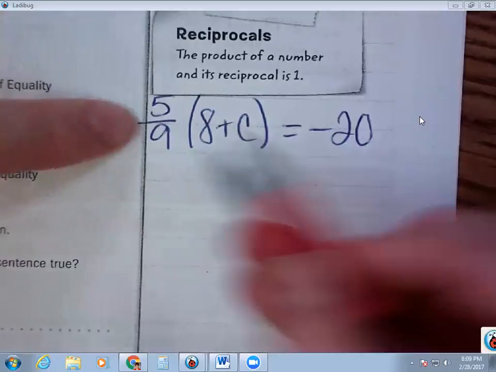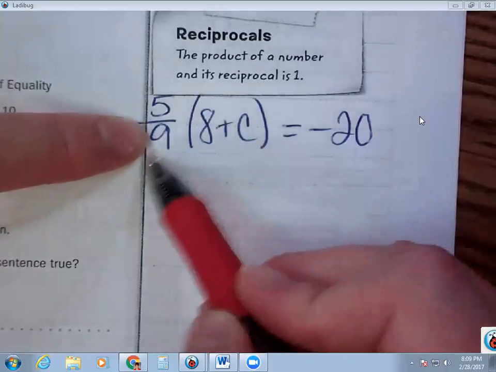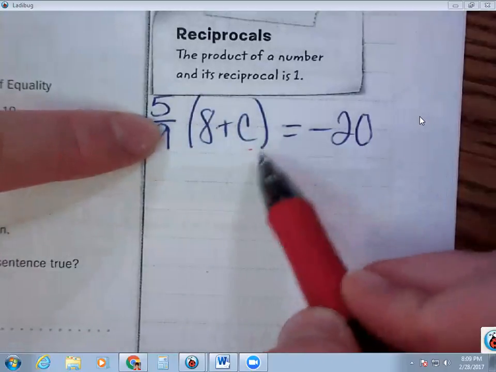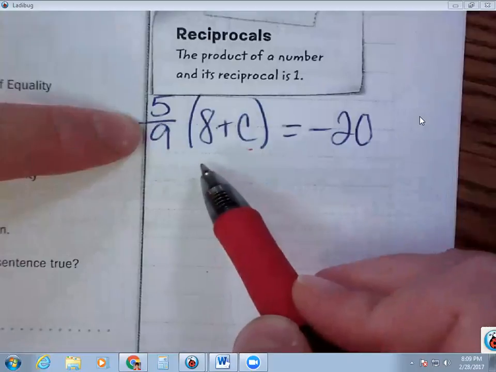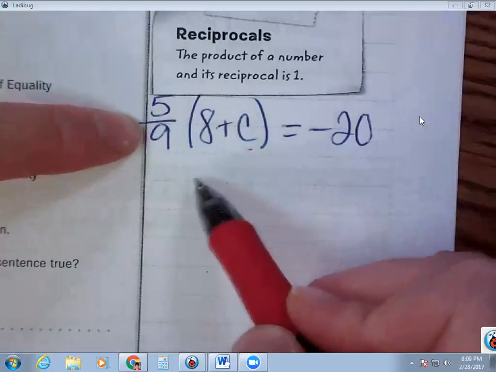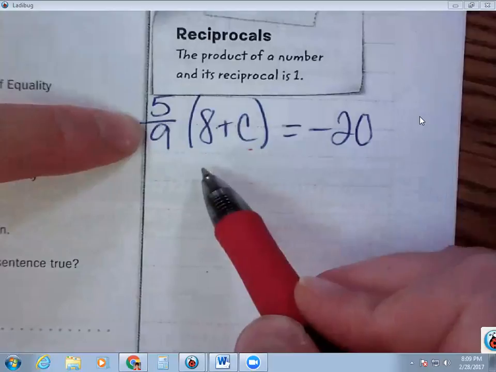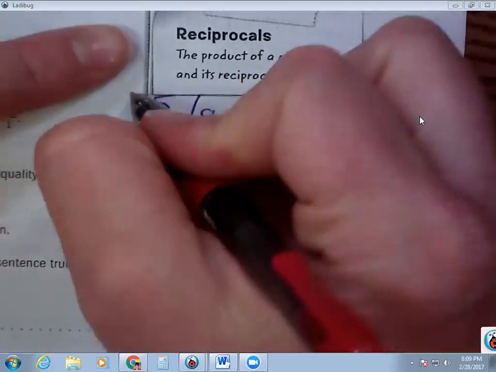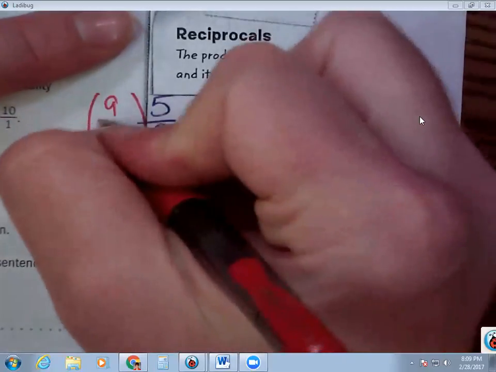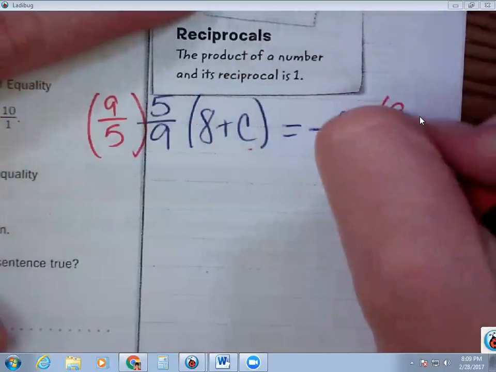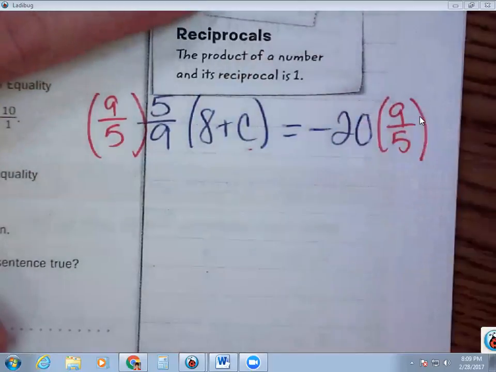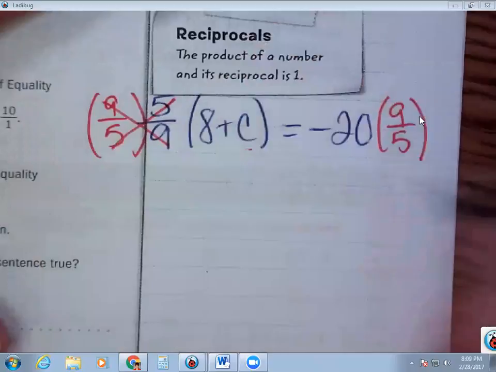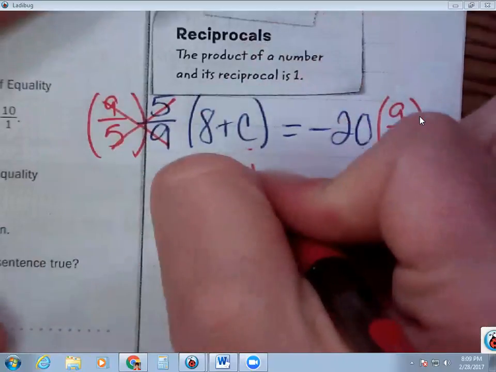Okay. How do I get rid of this 5/9? Well, since we're multiplying, I'm going to divide by 5/9, right? But that's crazy because if you divide fractions, it gets funky. But we're going to keep change flip. So that's why we multiply by the reciprocal, 9/5, both sides. Okay, we're going to cancel these out and we're going to be left with 8 plus C.